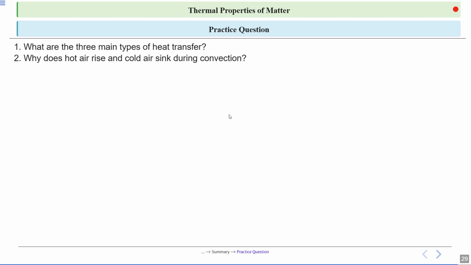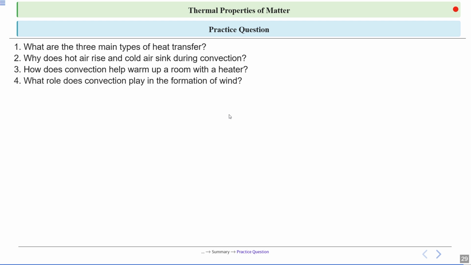Second question, why does hot air rise and cold air sink during convection? Explain both. Third, how does convection help warm up a room with a heater? Fourth question, what role does convection play in the formation of wind? And fifth one, can convection occur in liquids or only in gases? So here you have to find the answers to these five questions.